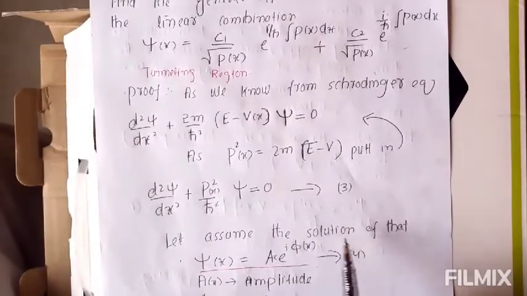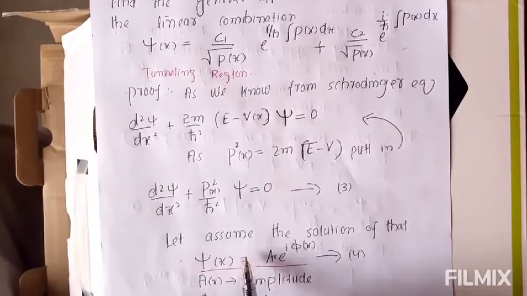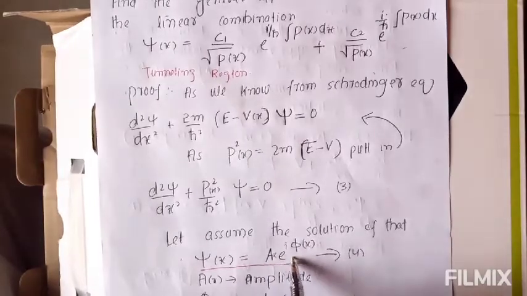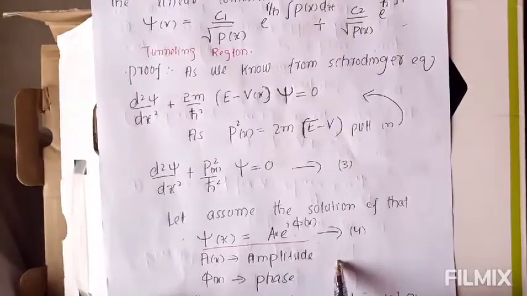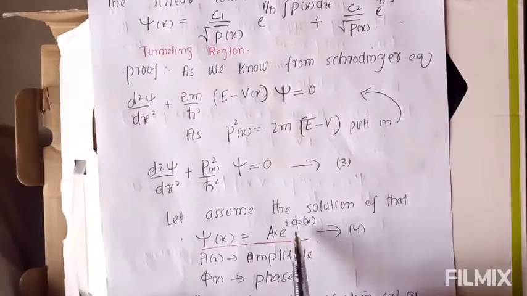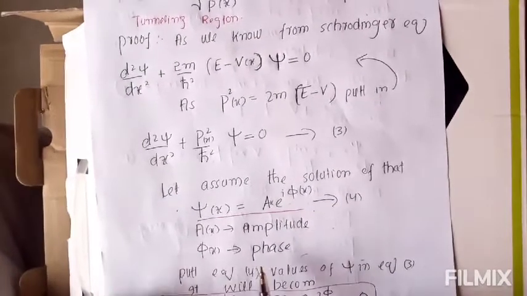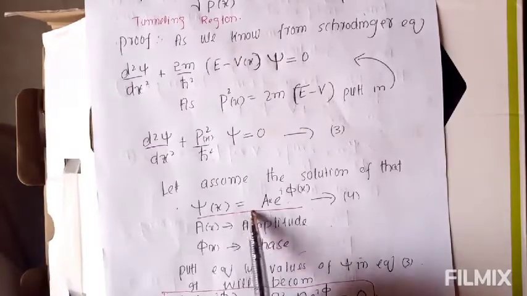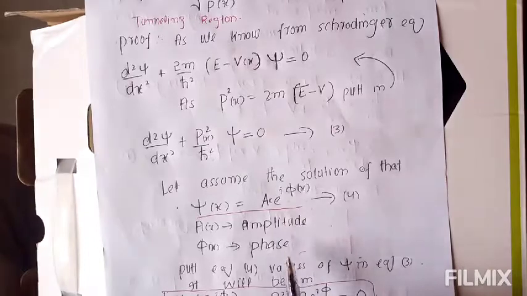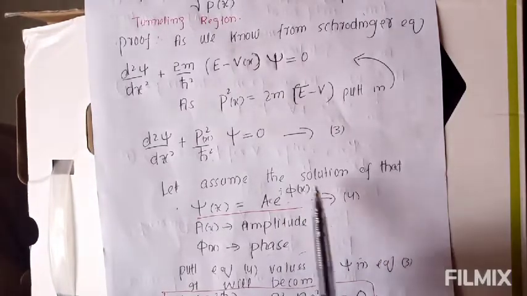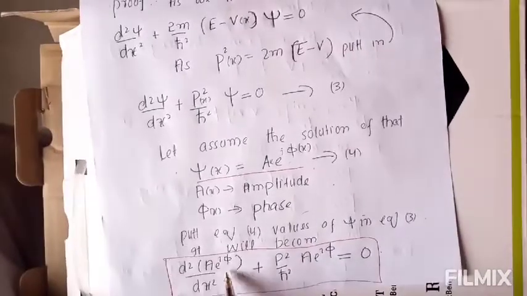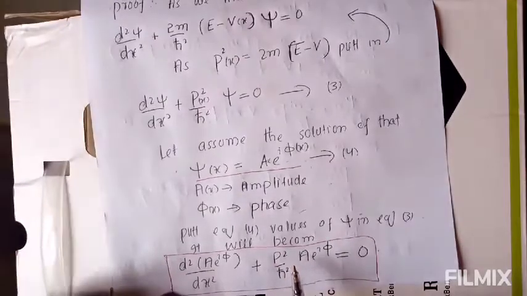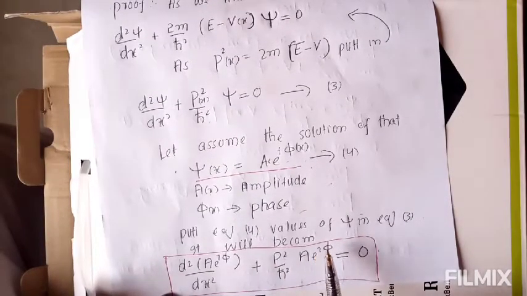Let us assume the solution of that equation, psi of x, is equal to A of x times e to the power i phi of x, which is equation number 4. This is time independent, where A of x is the amplitude and phi is the phase, which is space-dependent. Now put the equation number 4 value of psi into equation 3. It becomes del squared of A e to the power i phi divided by del x squared plus p squared divided by h-bar squared times e to the power i phi is equal to 0.